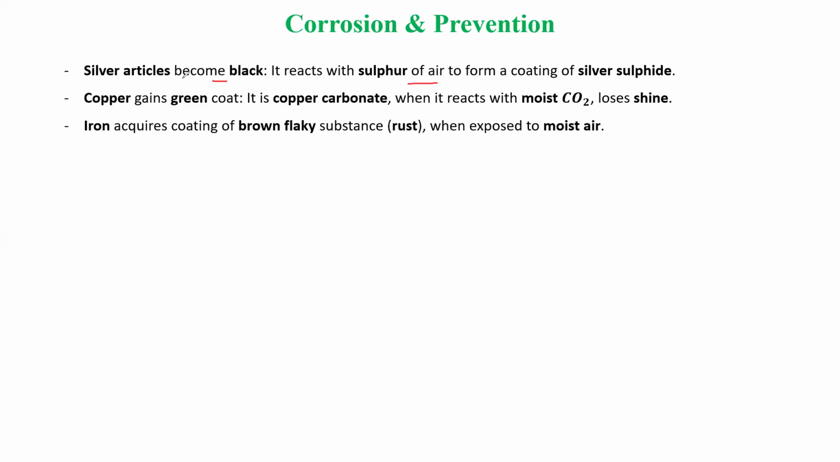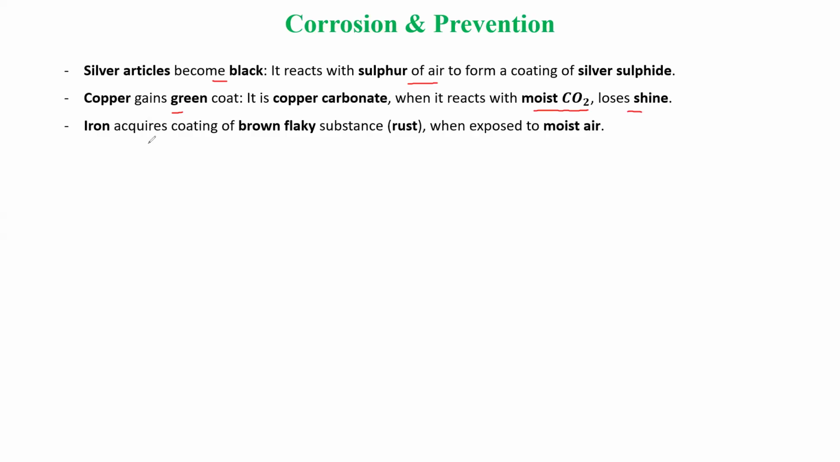So that's why the silver ornament is going to become black. And copper gains a green coat. Some copper vessels you can see in the home will have some greenish coats in some parts. So why is it going to become green? It is the copper carbonate. It is going to react with moist carbon dioxide, not dry, moist carbon dioxide. And once it reacts with moist carbon dioxide, it will become greenish and will lose its shine.